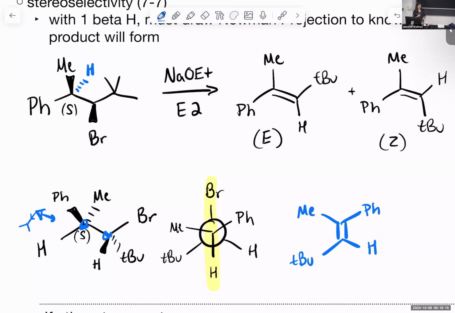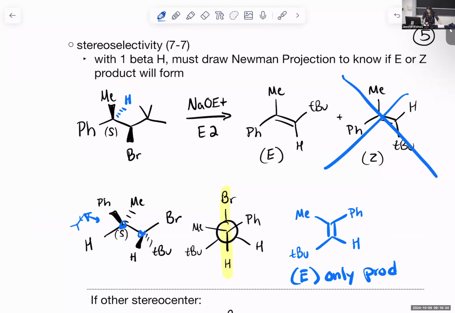So when I look at this product, is that E or Z? That's E. My high priority groups are opposite each other. So E is going to be my only product. I am unable to make the Z because my hydrogen has to be anti-periplanar to the bromine. So I must be 180 degrees from that leaving group. This is the only way to get it 180 degrees, is to have this conformation.